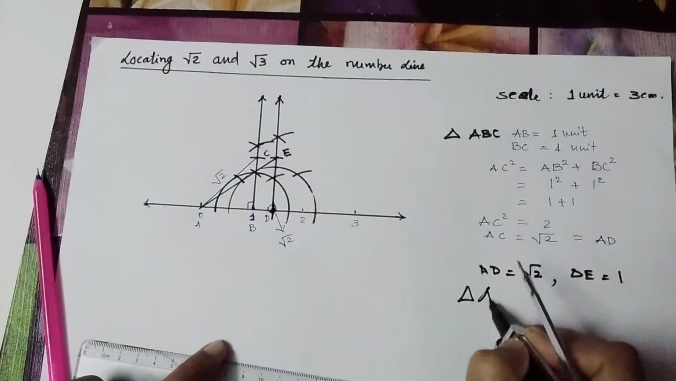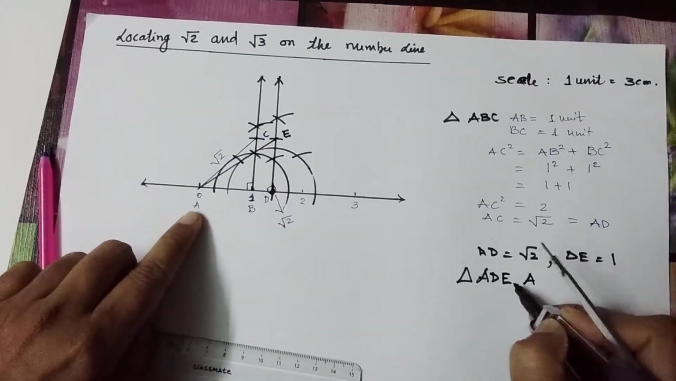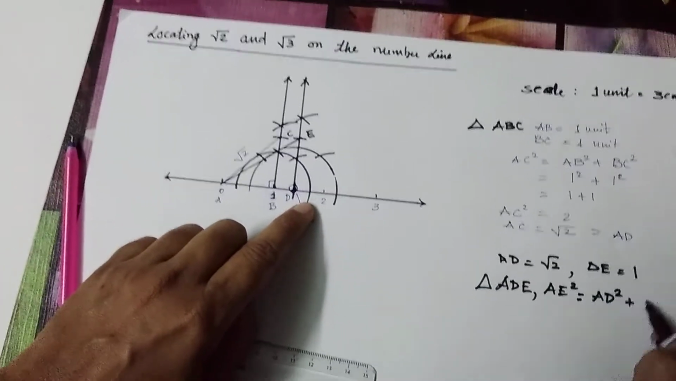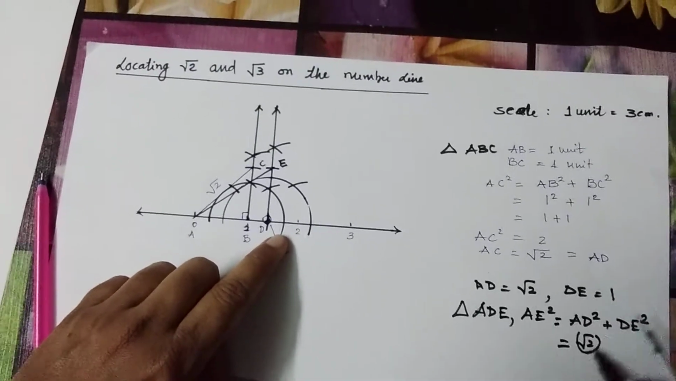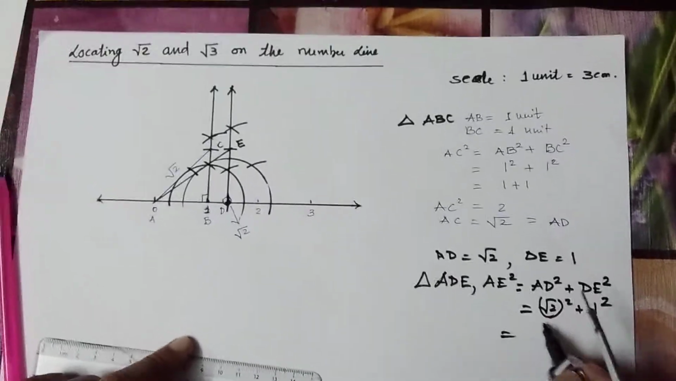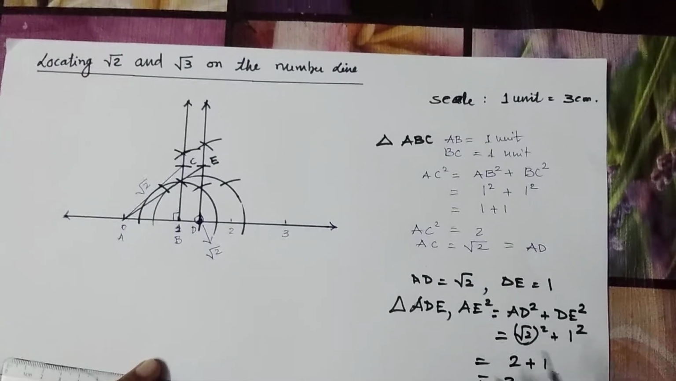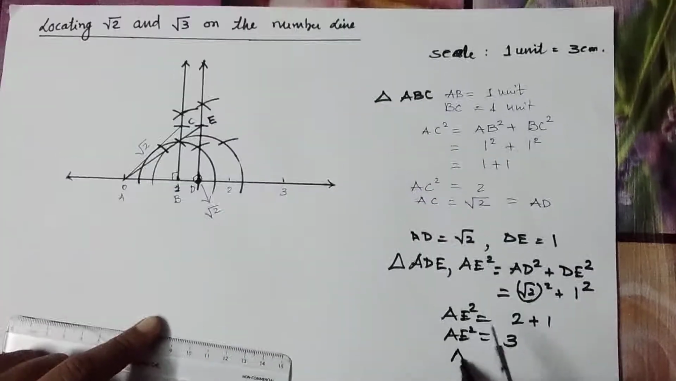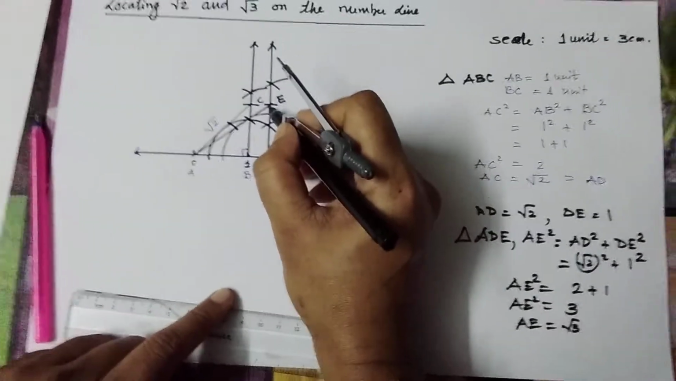So in triangle ADE, according to Pythagoras theorem, AE square should equal to AD square plus DE square. AD square is square root 2 whole square, and DE, as I have told, it is 1 unit, so 1 square. So this is 2 plus 1. Square root 2 square is 2. 2 plus 1 is 3. That means AE square is 3. So AE is equal to square root 3. That means the hypotenuse AE is equal to square root 3.